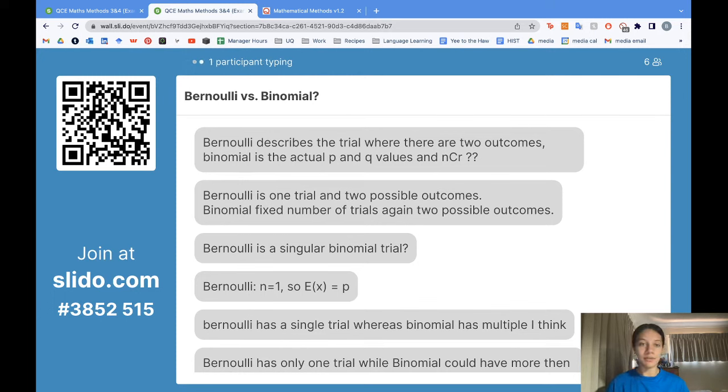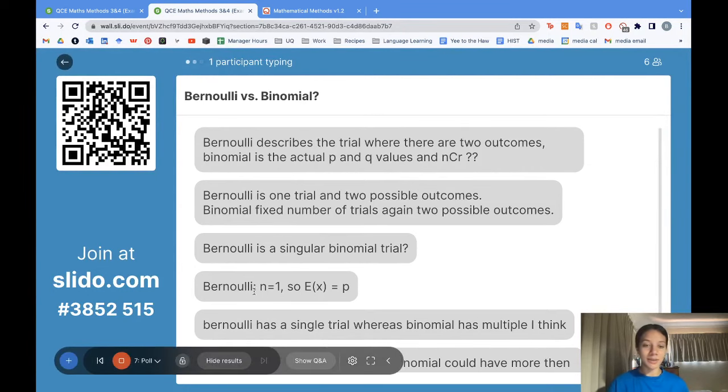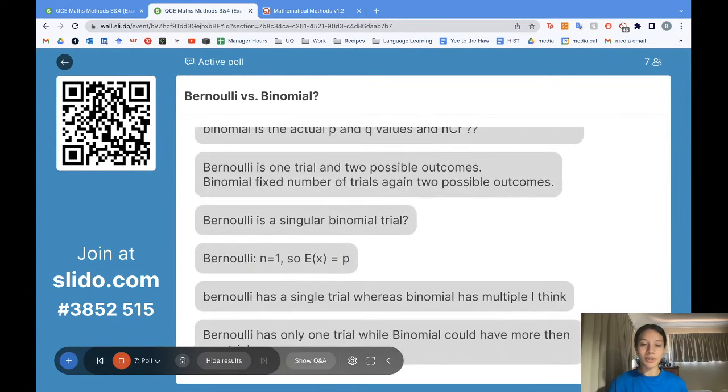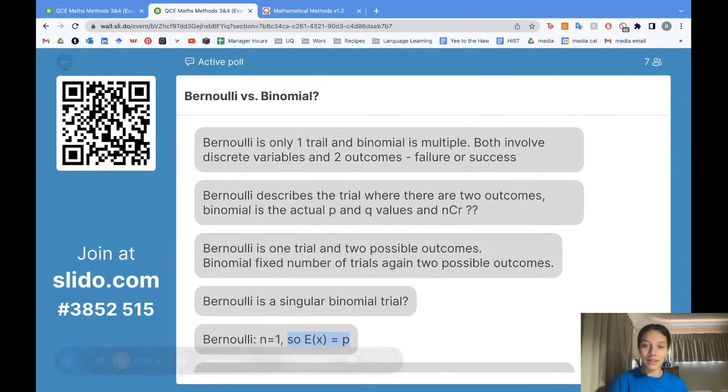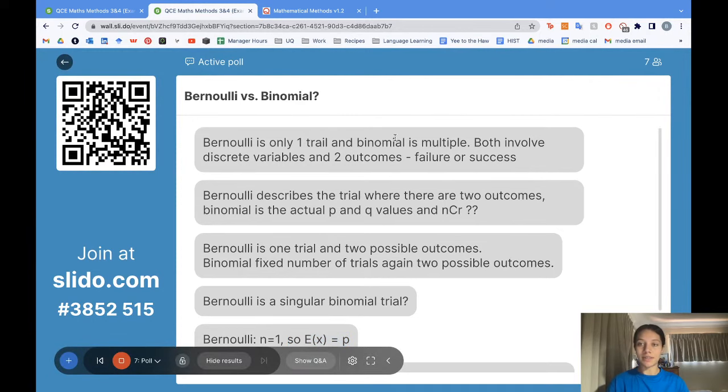Yeah, that's really great. So the biggest thing, Bernoulli versus binomial, is that Bernoulli is just a single trial, like if you flip a coin once. I really like this explanation here that you have only one trial, so your expected value is just the probability of the event itself. Both involve discrete variables and two outcomes, failure or success.